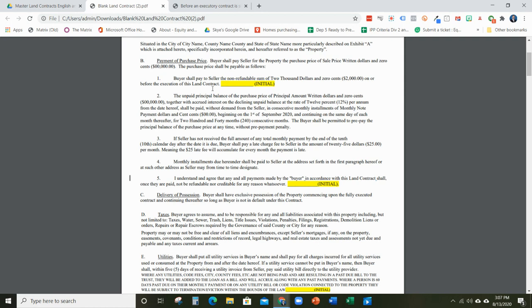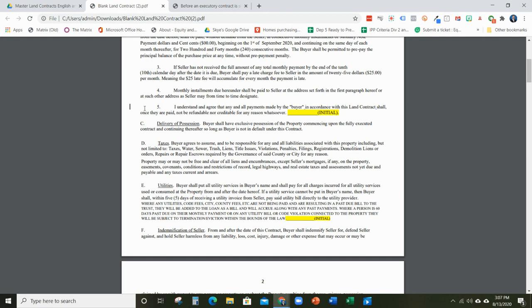It says, buyer shall pay the seller the non-refundable sum of $2,000.00 on or before the execution of the land contract. The second initial is found in clause B5, and I'll read this one as well. I understand and agree that any and all payments made by the buyer in accordance with the land contract shall, once they are paid, not be refundable nor creditable for any reason whatsoever. Please initial if you are in agreement. And I would like to state that both of those initials are industry standards.